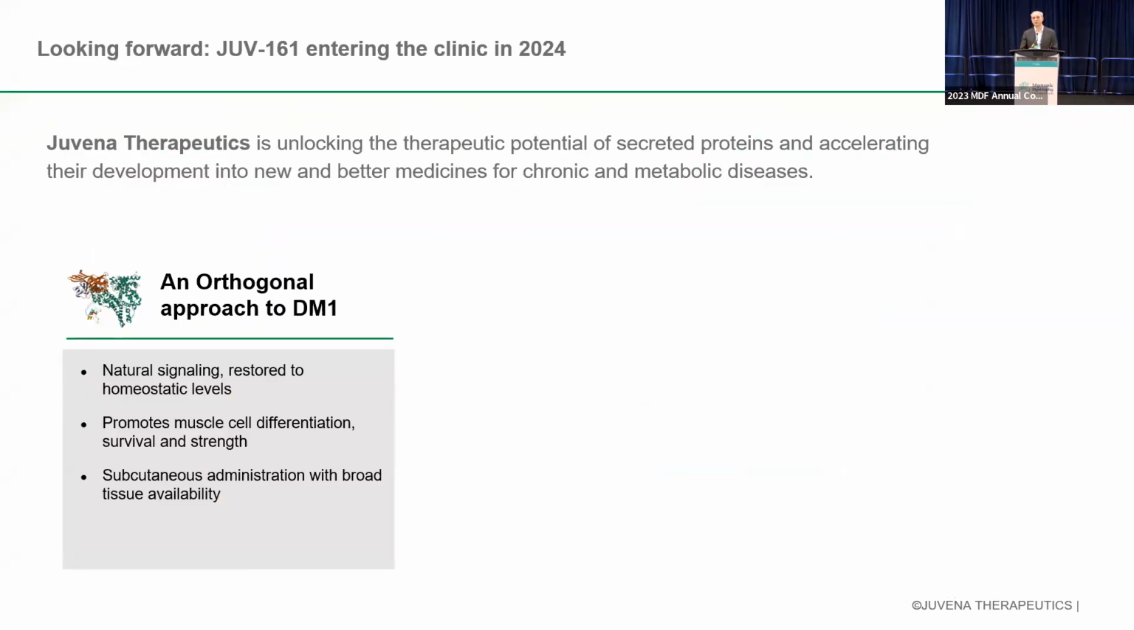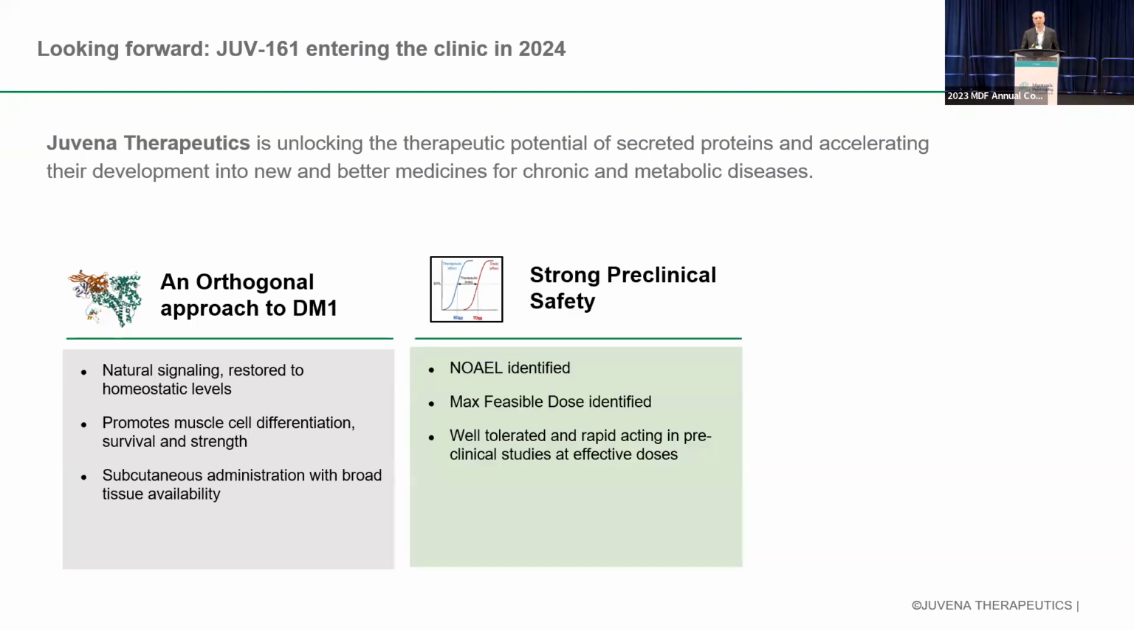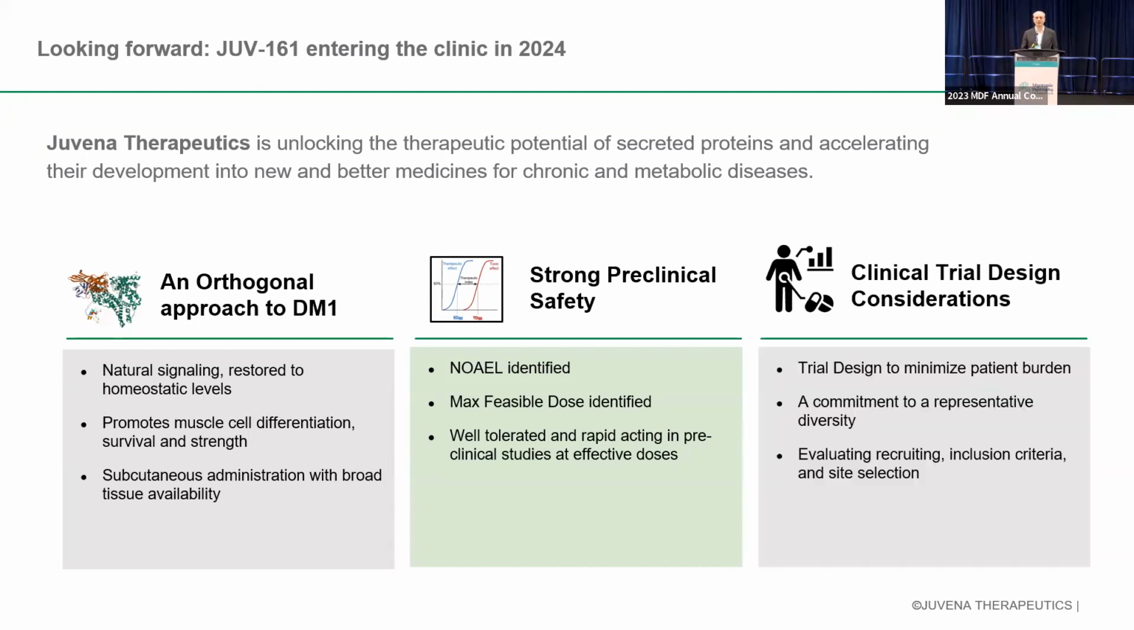So in summary, I just wanted to highlight some of the work my team has been doing to develop JUV161 as a treatment for myotonic dystrophy, taking a somewhat different approach, as highlighted by Dr. Berglund, that can help treat important aspects of myotonic dystrophy, being developed toward a subcutaneously administered therapeutic with broad tissue availability. In our initial testing to date, we see good preclinical safety profiles that give us conviction about continuing our translation into the clinic, ideally, as I mentioned, early next year.